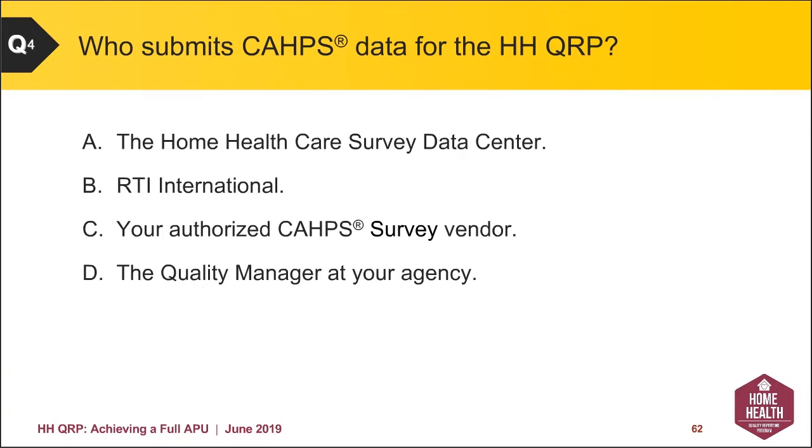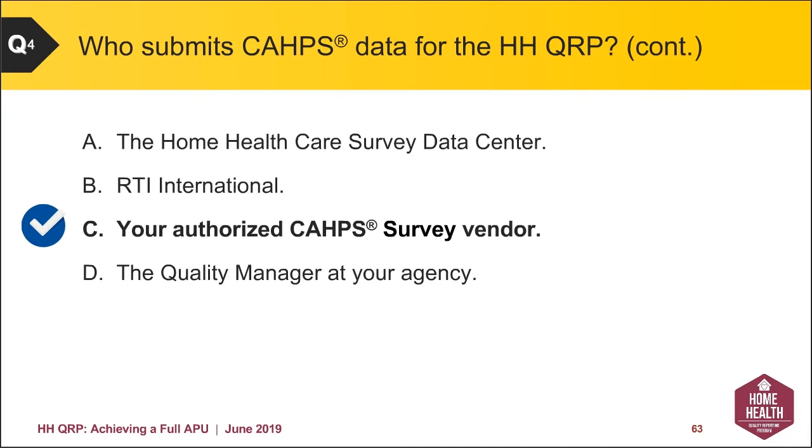And now we have a question about who submits the Home Health CAHPS data for the Home Health Quality Reporting Program. Your choices are the Home Health Care Survey Data Center, RTI International, your authorized CAHPS survey vendor, or the quality manager at your agency. And the answer is C, your authorized CAHPS survey vendor. Again, they are the only person or organization that can submit your data for HH CAHPS.